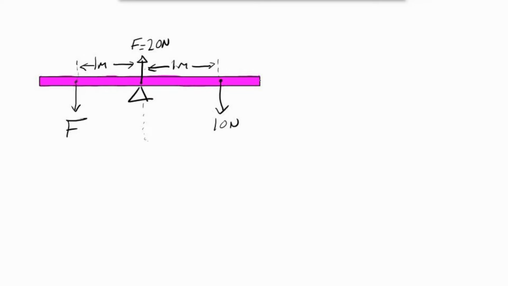So let's see it. First things first, we've got our principle of moments. Our principle of moments stated that for an object in equilibrium, in fact we should label that, in equilibrium, very important.